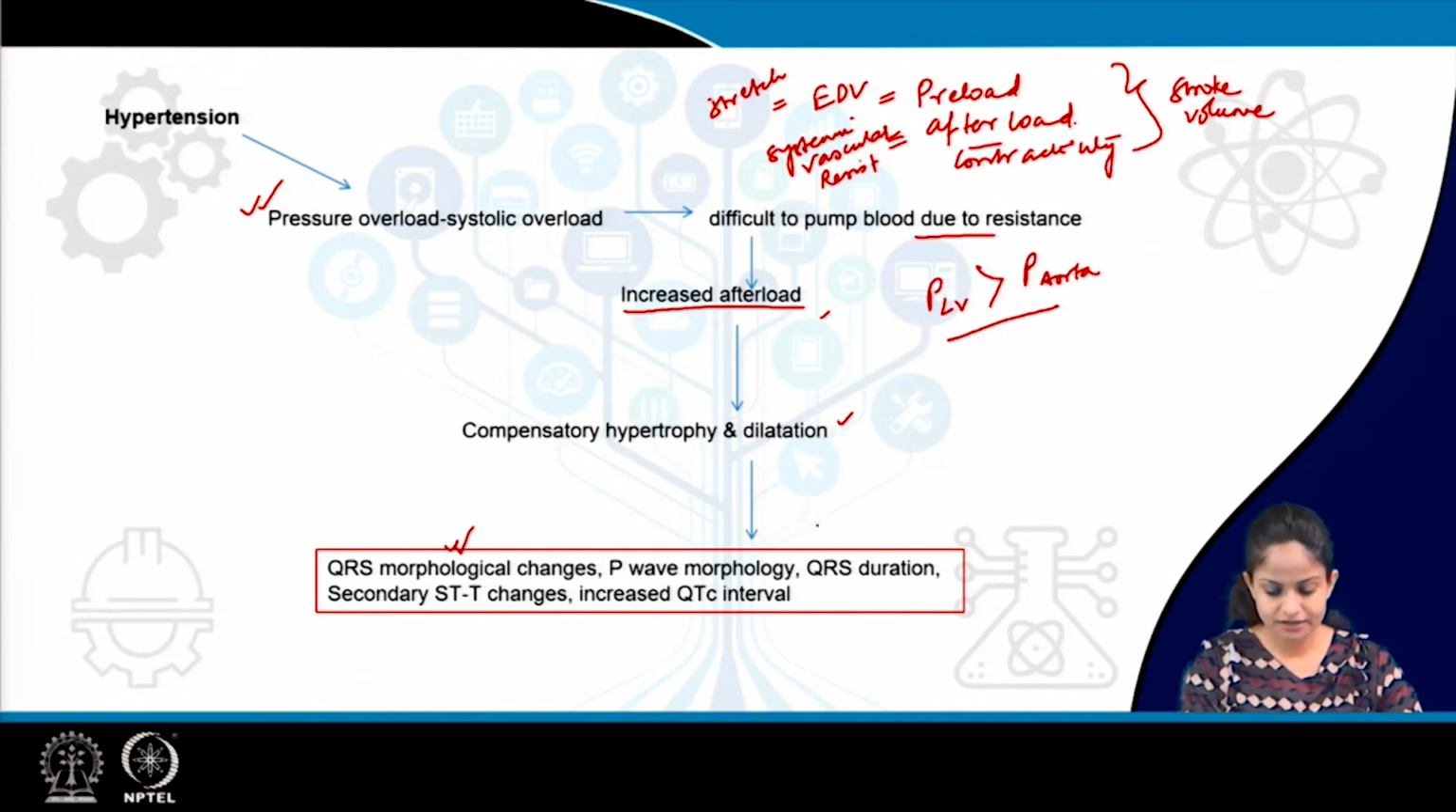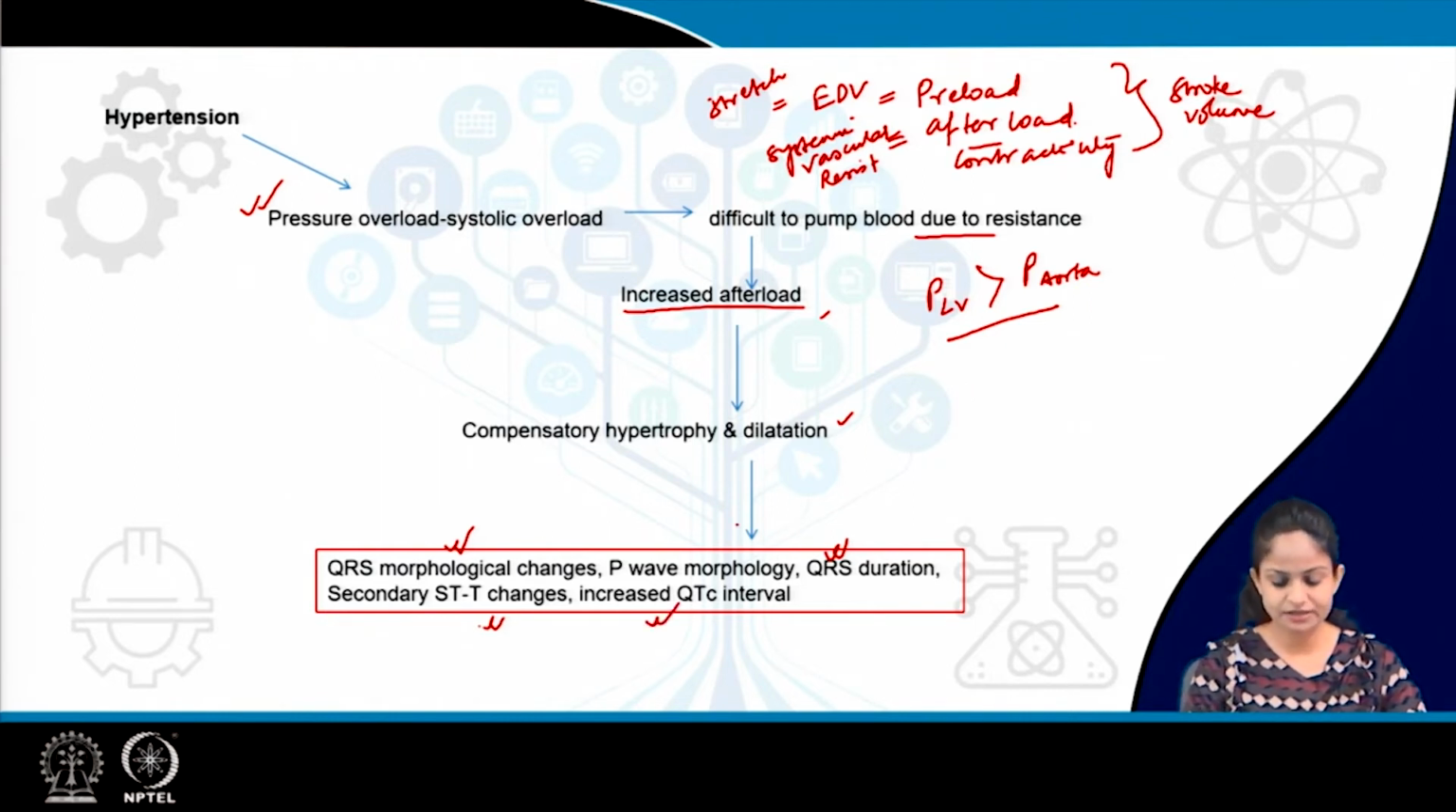QRS duration can also be changed, usually it is changed. There can be secondary STT changes because the depolarization is getting affected, and so the repolarization will also get affected. The repolarization will also be abnormal. So, there will be secondary STT changes. They are secondary STT changes because they are not related to the myocardial infarction.